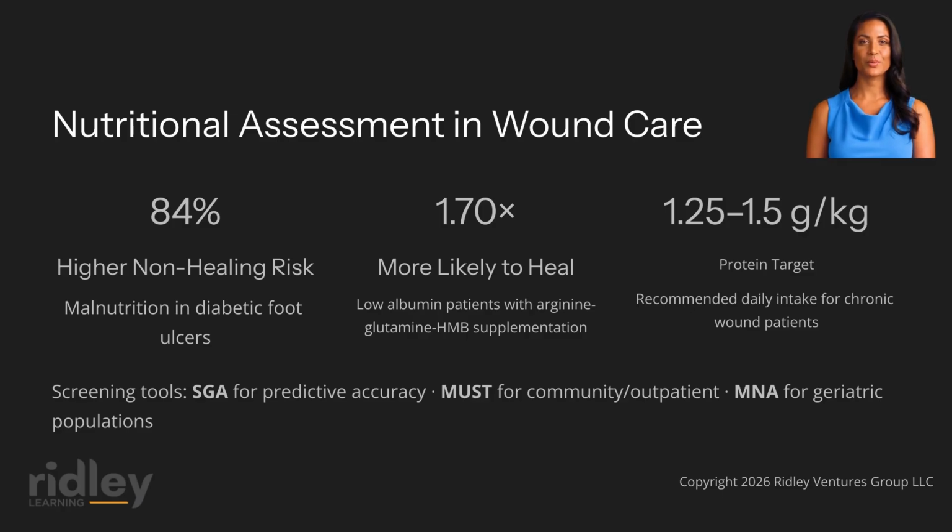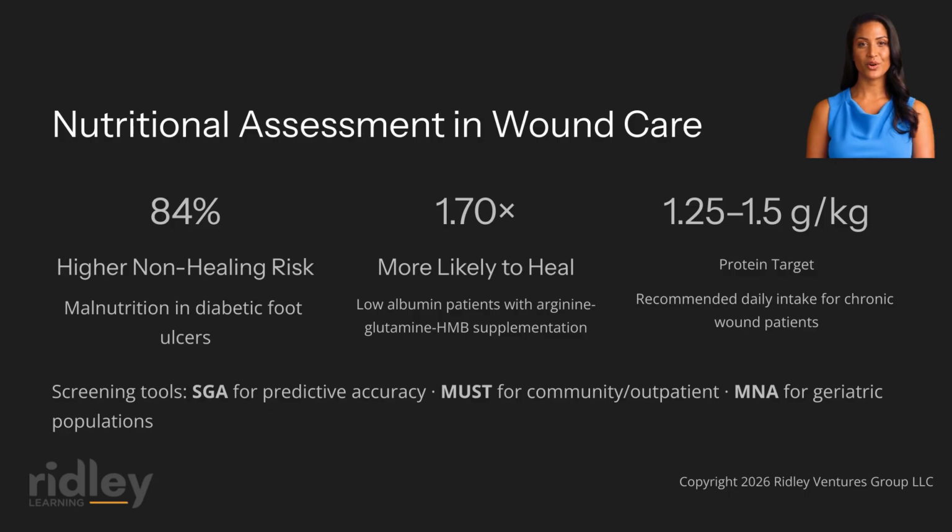That compares with the Global Leadership Initiative on Malnutrition, or GLIM, criteria with an AUC of 0.63 for predicting non-healing diabetic foot ulcers. Malnutrition was identified as an independent risk factor for non-healing in this population, with a relative risk of 1.84. The Malnutrition Universal Screening Tool, known as MUST, provides a validated, rapid screening method appropriate for community and outpatient settings, while the Mini Nutritional Assessment, or MNA, offers particular utility in geriatric populations at risk for pressure injuries.